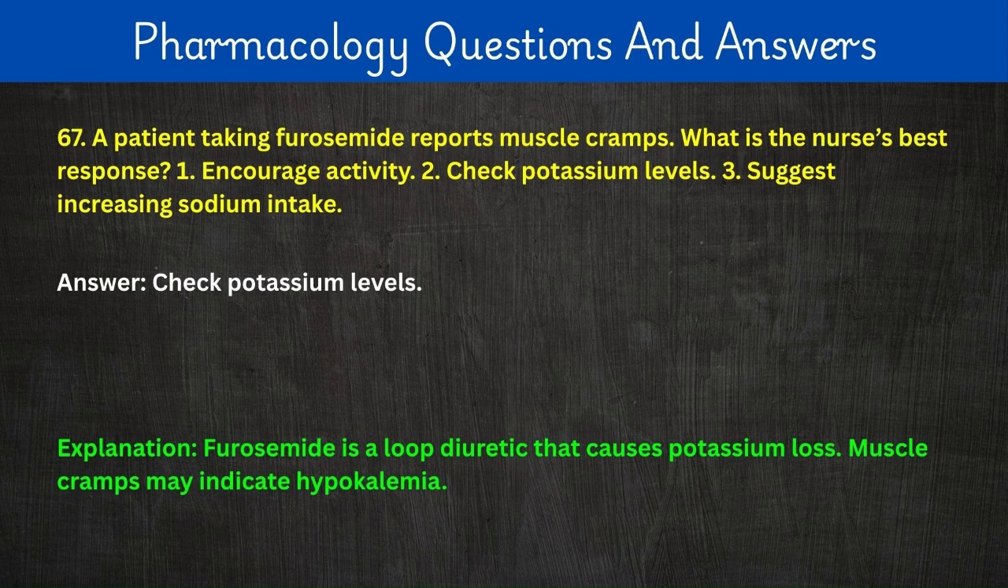67. A patient taking furosemide reports muscle cramps. What is the nurse's best response? 1. Encourage activity. 2. Check potassium levels. 3. Suggest increasing sodium intake. Answer: Check potassium levels. Explanation: Furosemide is a loop diuretic that causes potassium loss. Muscle cramps may indicate hypokalemia.